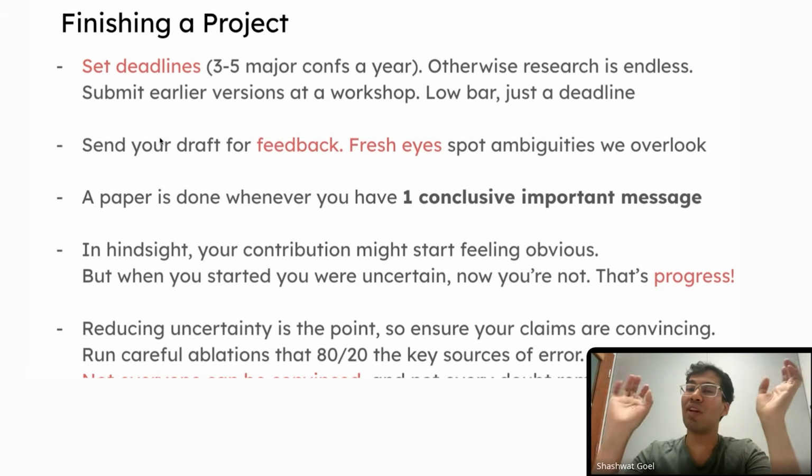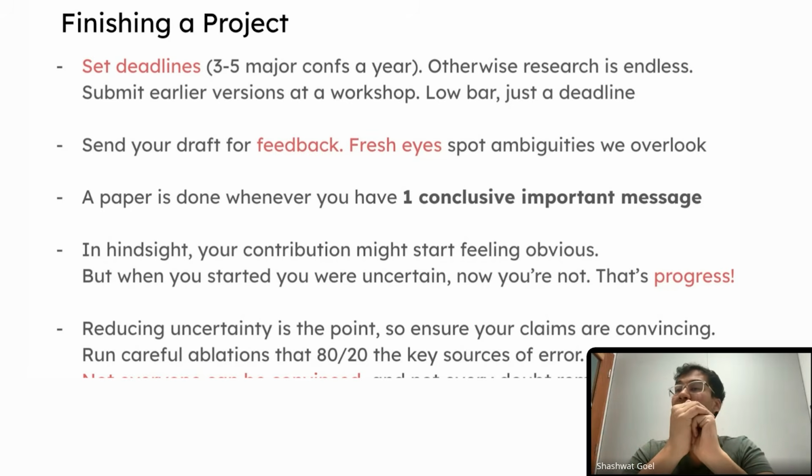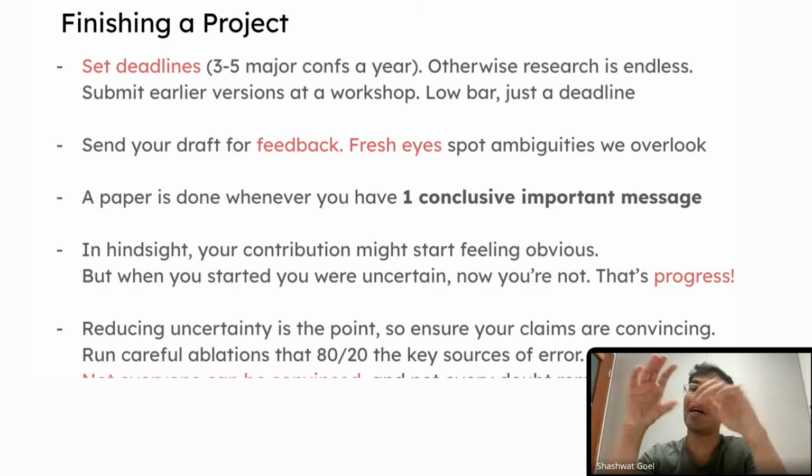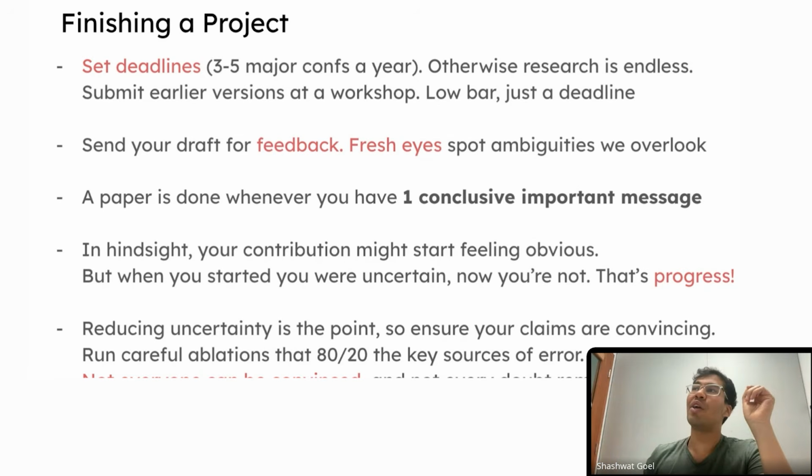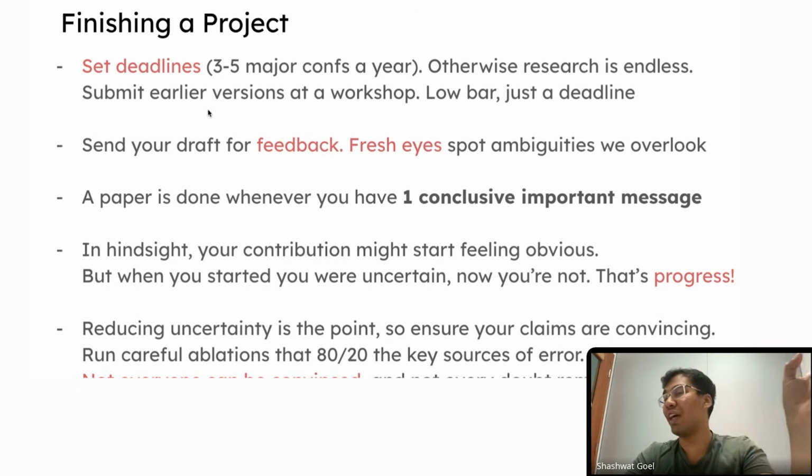And since the end goal is to reduce uncertainty, obviously try to run careful ablations that 80-20 the key sources of error. So there could be 5 things that are confounders to your experiment. Try to test all of them, but again, your time and budget of resources is always a constraint. So try to come up with the simplest experiment that gives you signal on whether some source of error is really important. In the end, you can't convince everyone. The reviewers will always come and find some gaps in your research, and I think that's okay, because the point of research is not to solve an entire problem in one go, but rather to reduce uncertainty and make progress.